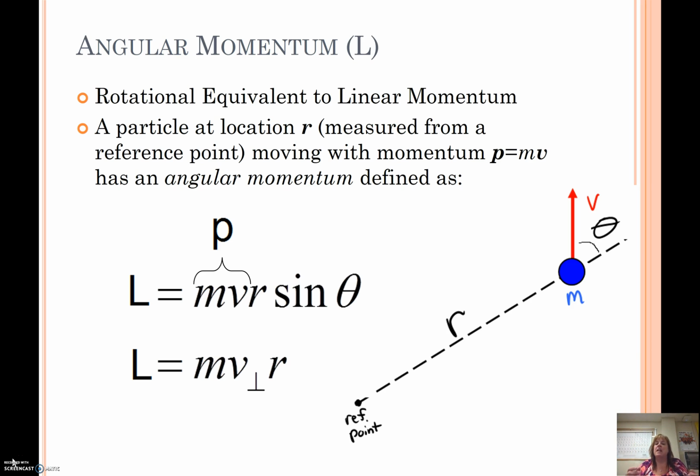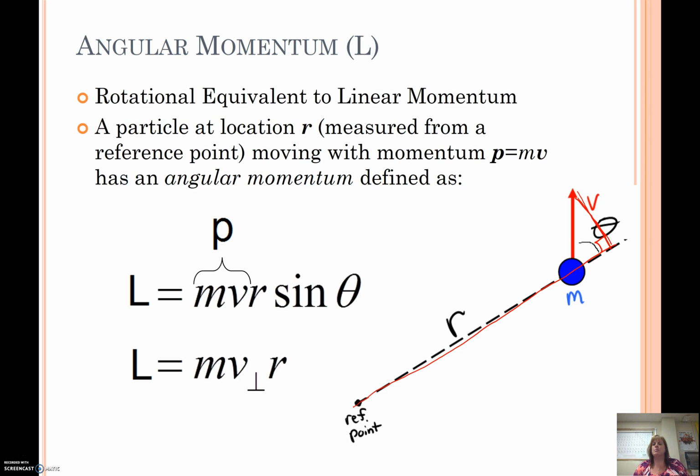Now we need to use the sine of theta just like with torque. When we had torque, remember, we wanted that component that was perpendicular to the lever arm. And in this case, if we draw a line from the reference point through the mass, we want the velocity vector that's perpendicular to that line that we drew. And so that usually is the sine of theta, just like with torque. It was always pretty much the sine of theta.